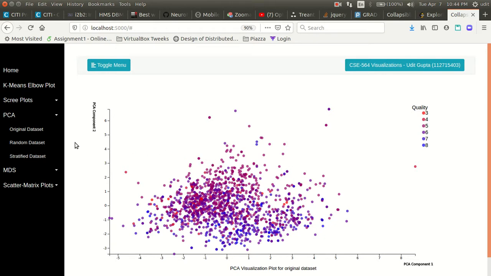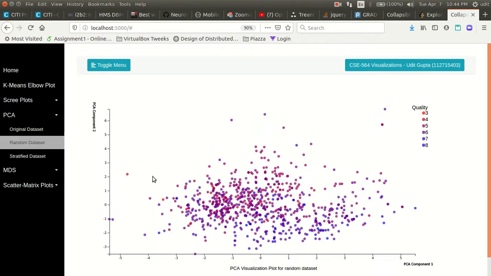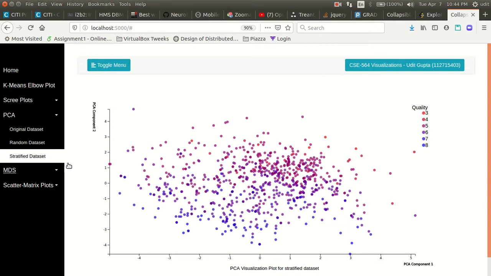Let's see if we have the same effect from the random data set. The random data set has about 50% of the points as compared to the original data set, and once again we see a similar trend where we see two main clusters being formed, points with quality 3 and 4 and points with quality 7 and 8. Finally, let's look at the stratified data set. This one is not as distinguishable as the other two, but still we see a small pattern forming for blue points and the red points.